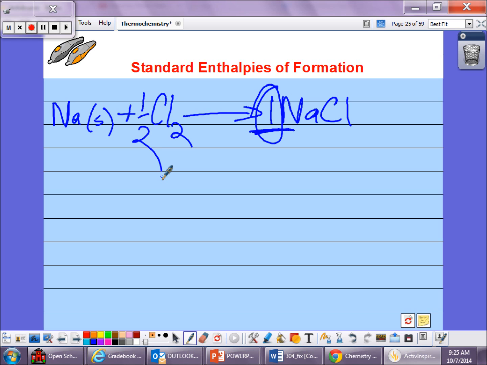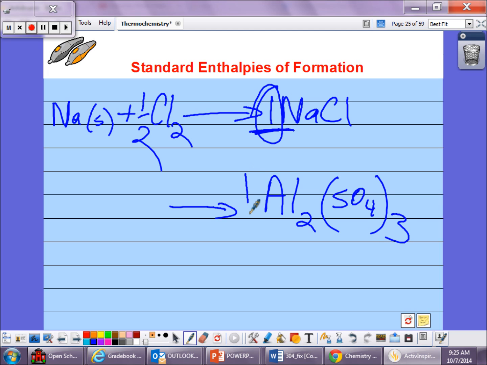Let me choose another example. Unless someone wants to give me something. Let's go with aluminum phosphate. So I put my arrow here. I write down aluminum. Let me make it sulfate to make it more complicated. Sulfate is, it is Al2(SO4)3. You should never change that 1.